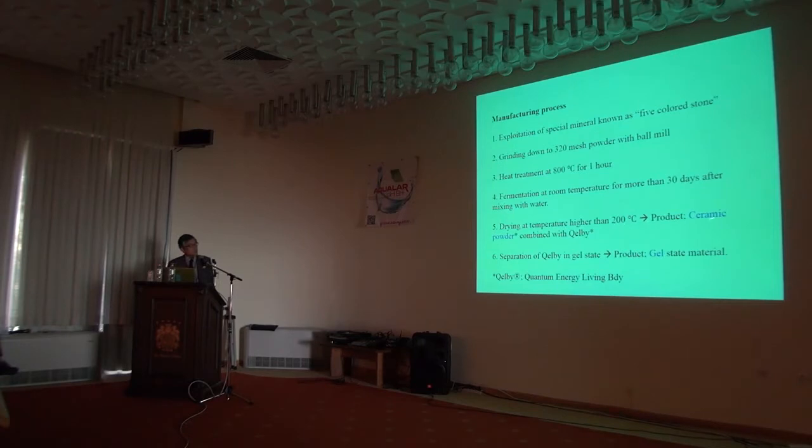And the final product is the ceramic powder combined with carbon. Carbon is the standard for the quantum energy living body, and it's a kind of somatic that we think. At this time, because of the time limit of my presentation, I skip this. Later, I hope I could have another opportunity to present about this. And this carbon can be separated in gel state, and the final product is the gel state material. So we have two kinds of final product. And this powder can be processed further to make the ceramic ball.